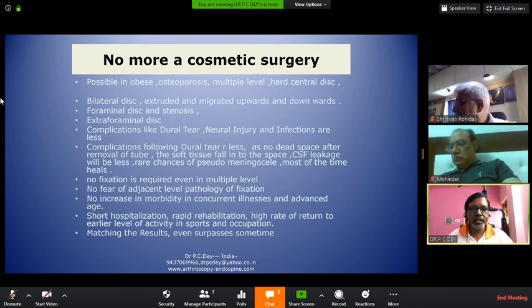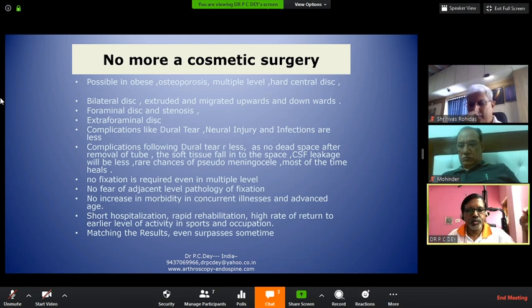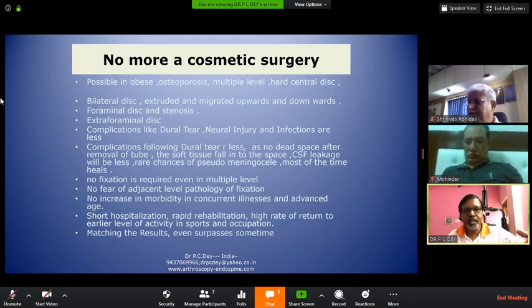Complications like the dural tear, neural injury, you saw that this is a very small dural tear with the collection of the CSF, also heals without any problem, because when you are removing the tube, the tissue falls inside, so there will be very little dead space.